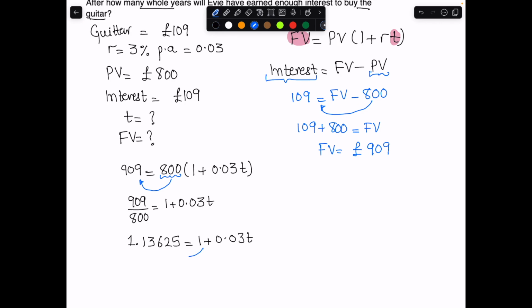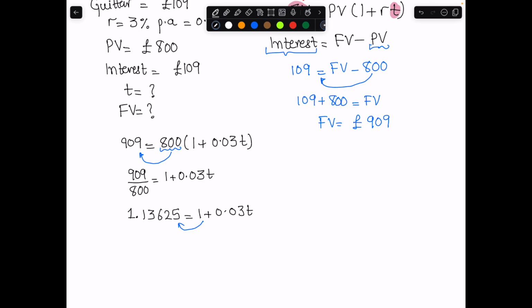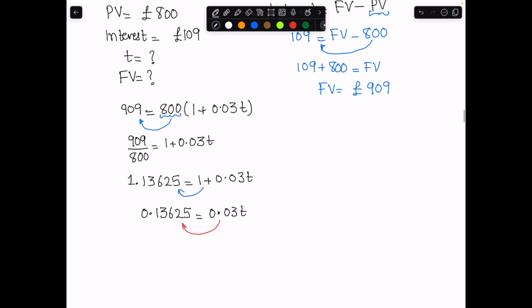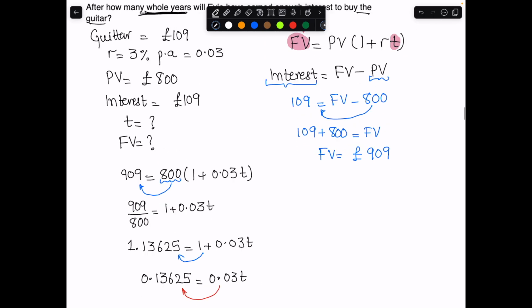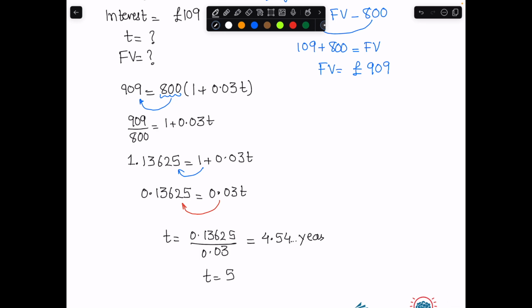Now I can simply take my 1 to the side, and if I subtract it, it gives me 0.13625 equals 0.03t. Now I can simply take the 0.03 down to find the value of t, which is 0.13625 over 0.03. And the answer to this is 4.54 years, and so on and so forth. But the question says you have to round the years to a whole number, and the nearest whole number in this case is 5 years.